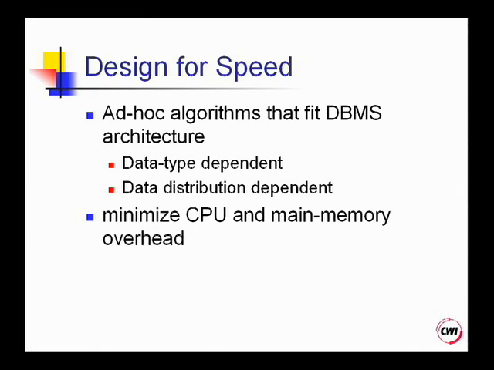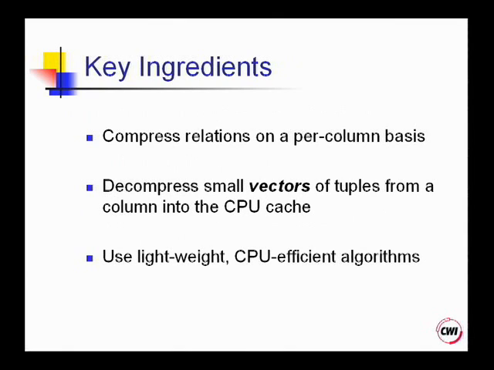So we're going to design our algorithms for speed. That means that they are very simple. We exploit knowledge that we have in a database. The data has a specific layout. We can exploit that. Data types come from a certain domain, the data values, and we can exploit these things. And we're going to implement the algorithms in such a way that they minimize CPU and main memory overheads. These are key ingredients to achieve this. We are going to compress relations on a per column basis. And we decompress at small granularity directly into the CPU cache and feed it into the operator pipeline. And we're going to use very lightweight CPU efficient algorithms.